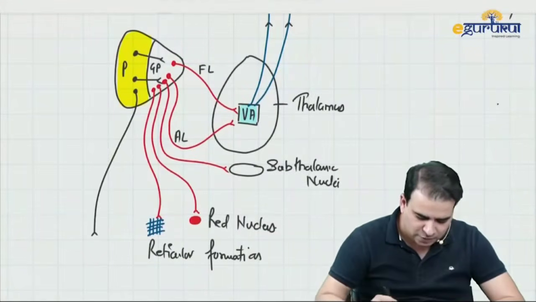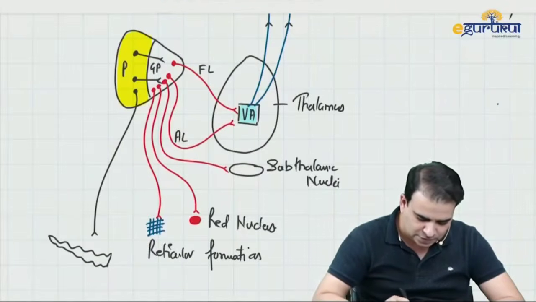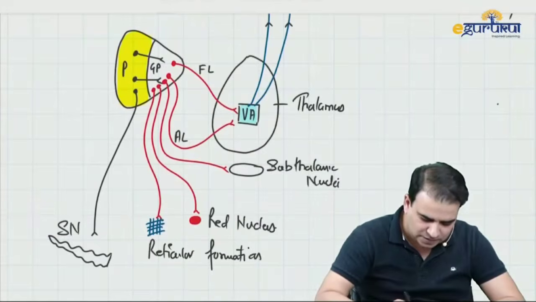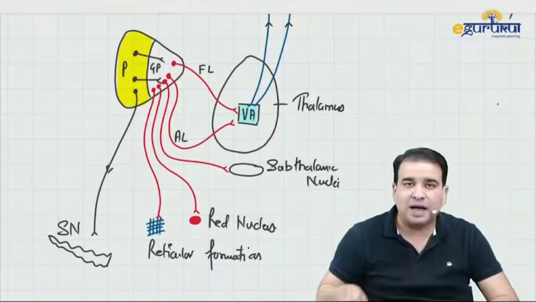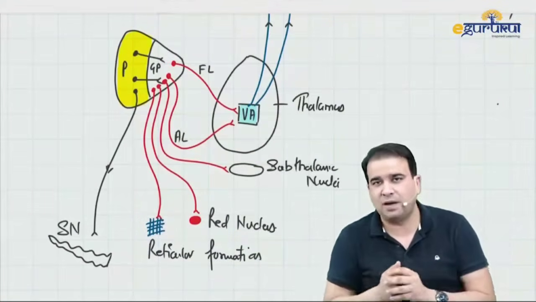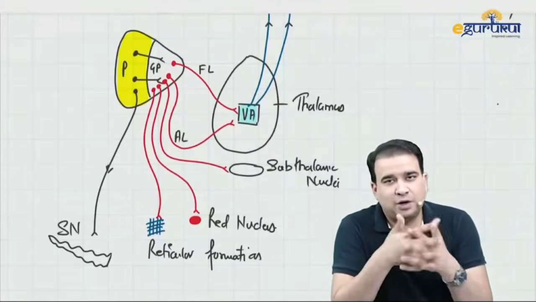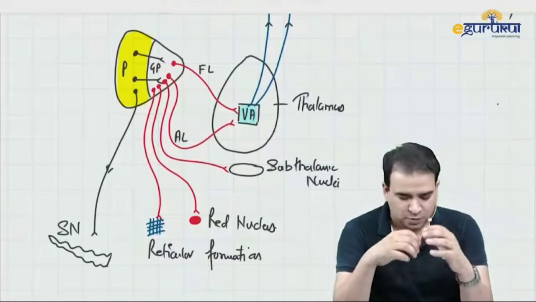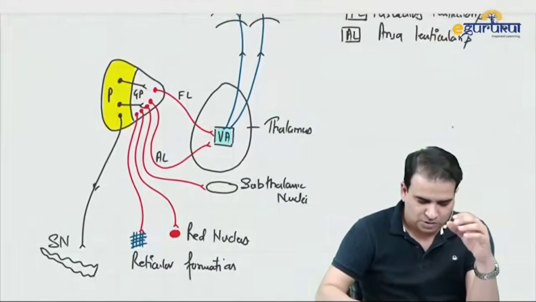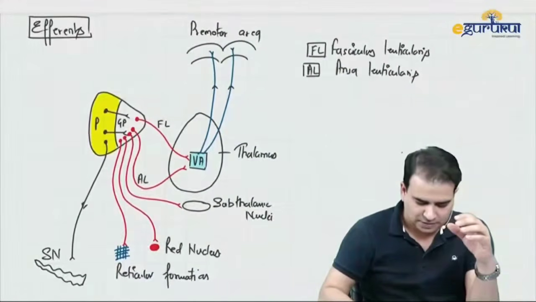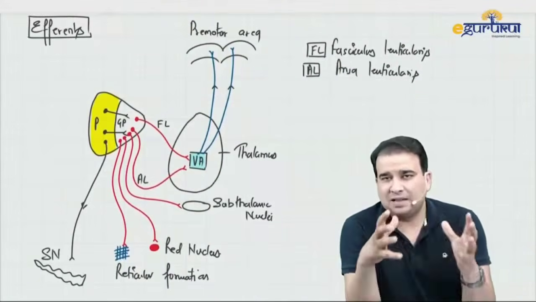So these are the fibers which are going mainly to the substantia nigra. These are called the striatonigral pathway. This is a striatonigral pathway coming from the corpus striatum and going to the substantia nigra, so we call them the striatonigral pathway. So this is about the main efferent pathway of the basal ganglia, the corpus striatum here.